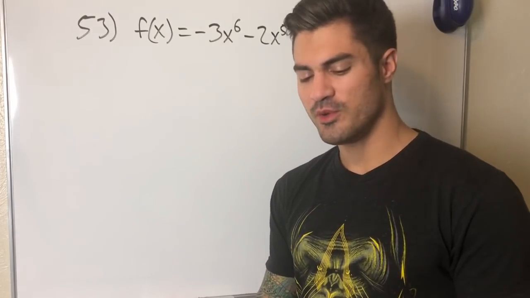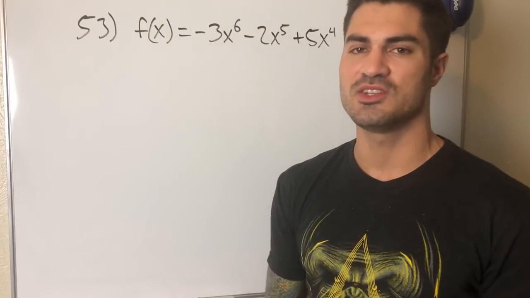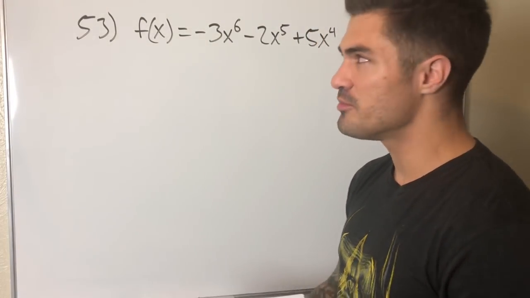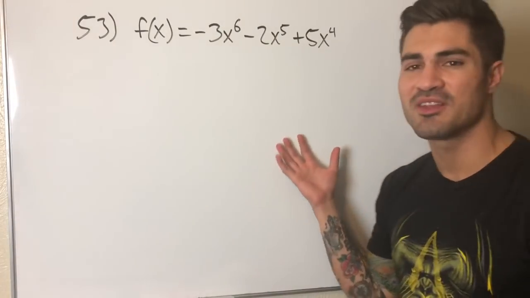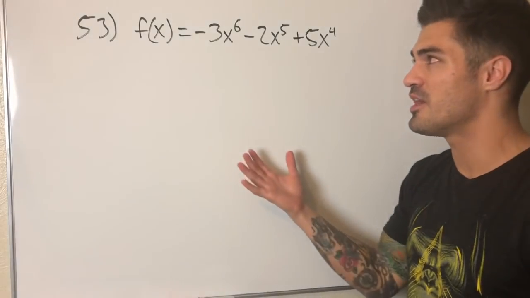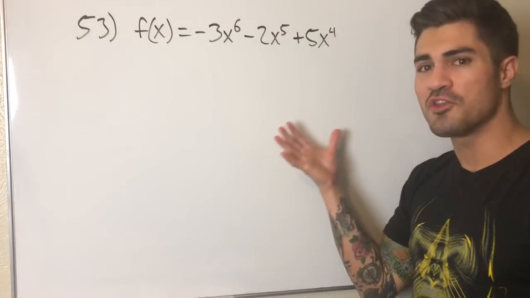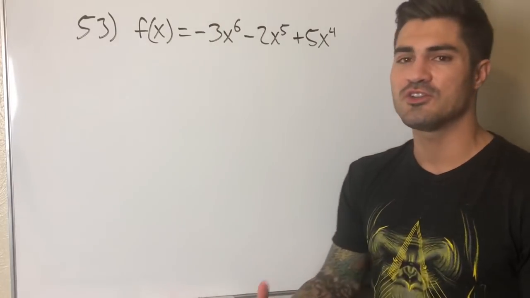All right, for number 53, we are asked to find the zeros of this function and state their multiplicities. So the zeros of a function are the numbers that I can plug in for x that basically make this whole thing 0, right? That make y 0, if you want to think about it that way. So I can replace this f of x with 0, and I can solve for those x values, and those x values will be the zeros.